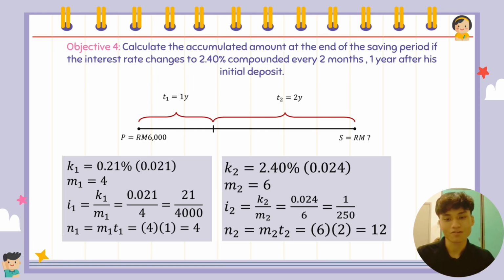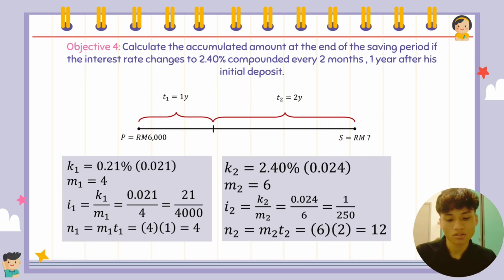Okay, let's continue with objective 4. For objective 4, we have to calculate the accumulated amount at the end of the saving period if the interest rate changes to 2.40% compounded every 2 months, 1 year after his initial deposit. Okay, for this case, we have two terms of T, which is T1 and T2. T1 equals 1 year, while T2 equals 2 years. Next, we have to make a timeline by putting P and S undetermined. P equals RM6,000, and we have to find S, which is the future value or accumulated amount. For the next one, K is the annual nominal rate, which is K1 equals 2.10%, equivalent to 0.021. M is the frequency of conversion, which is M1 equals 4.